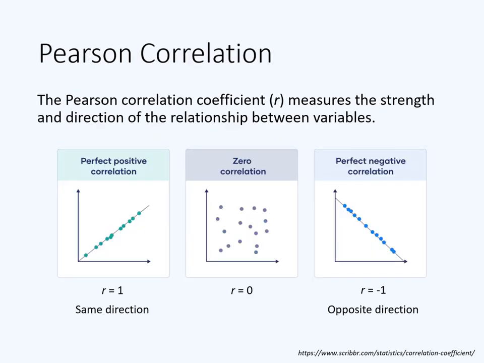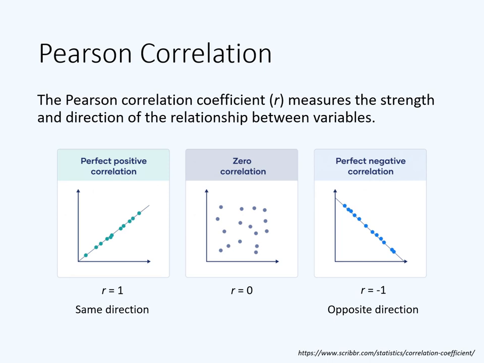The Pearson correlation is the most widely used correlation coefficient. The coefficient is a number between -1 and 1 that measures the strength and direction of the relationship between variables. So this means that a correlation coefficient of 1 would be a perfect positive correlation. 0 would mean that there is no correlation between the variables, and a coefficient of -1 would mean that there's a perfect negative correlation. With a positive correlation, when one variable changes, the other variable changes in the same direction.